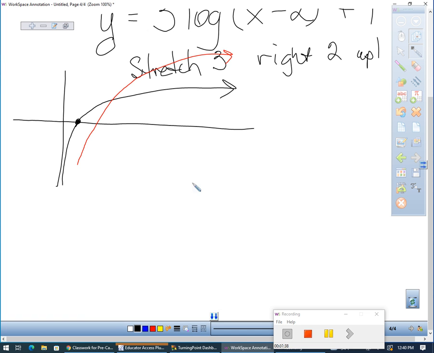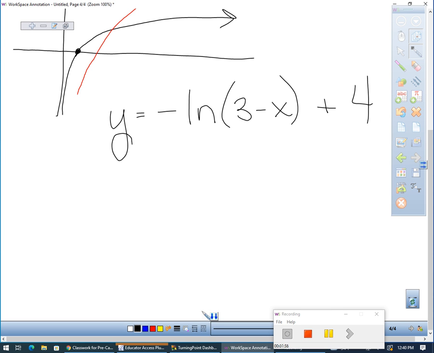Change it up just a touch. That's the one that's translated, the stretched, right 2 and up 1. Okay, let's say I have y equals negative natural log of 3 minus x plus 4. All right.